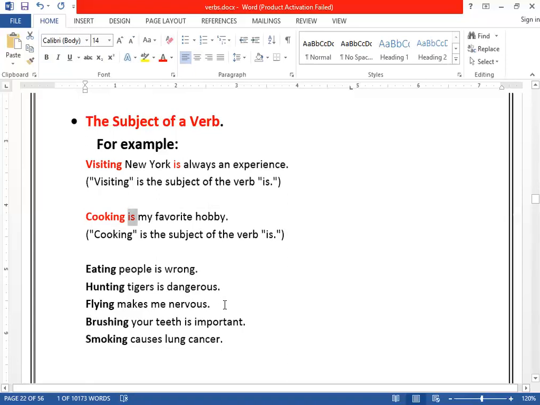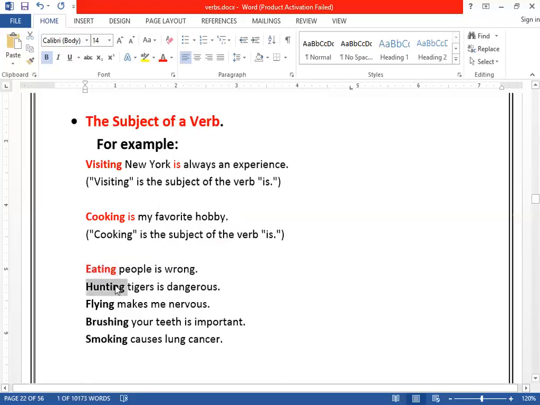So cooking is a gerund, and it is used as a subject. The subject is what the sentence is about. Now we talk about what? We talk about cooking. We talked about visiting. The sentence starts with a gerund as the subject, and the verb is 'is'. Okay? For example, eating people is wrong. What is wrong? Eating people.